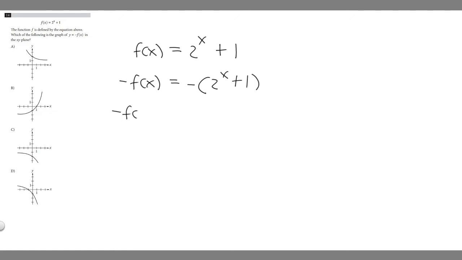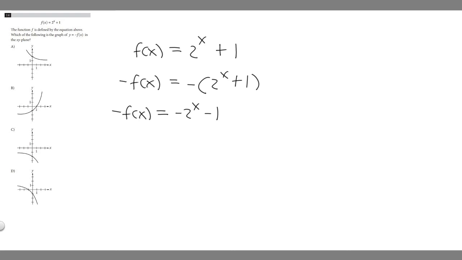So what we've got to do is expand it out. Minus f of x is going to be equal to minus 2 raised to the x, and then minus times plus 1 is just going to be minus 1. So this is going to be minus f of x. Now let's determine which of these is minus f of x.